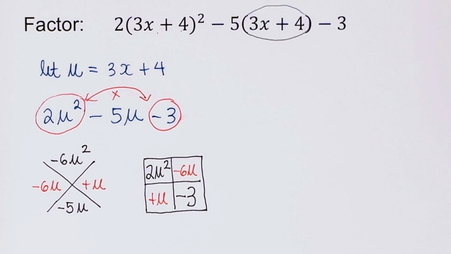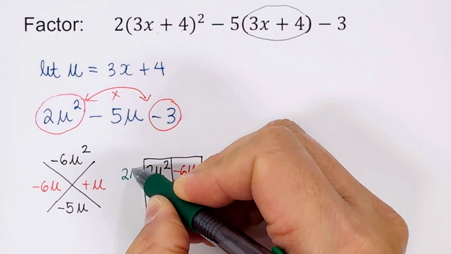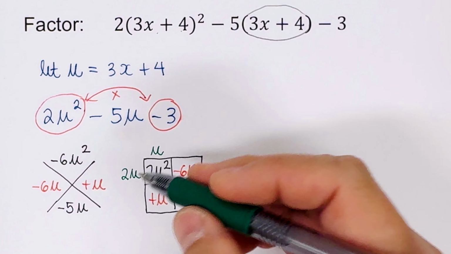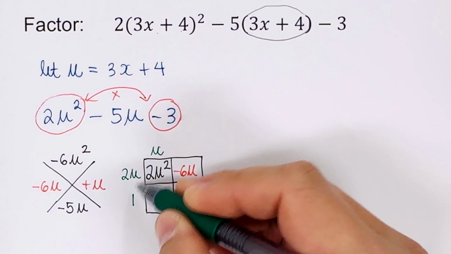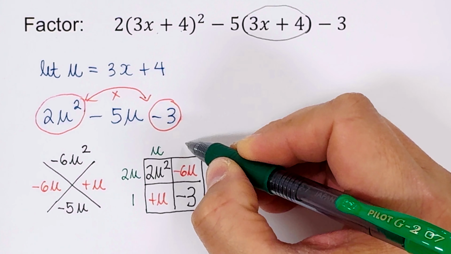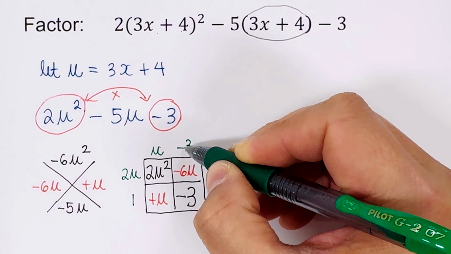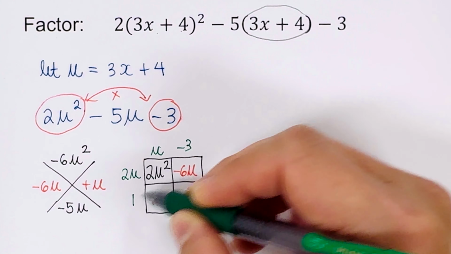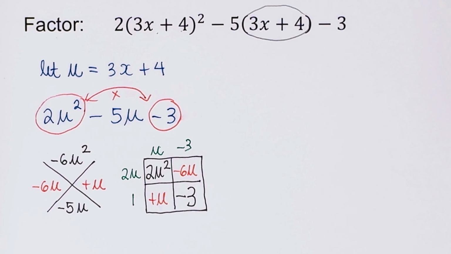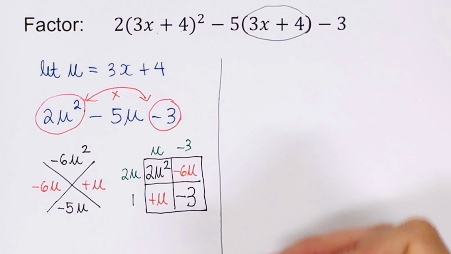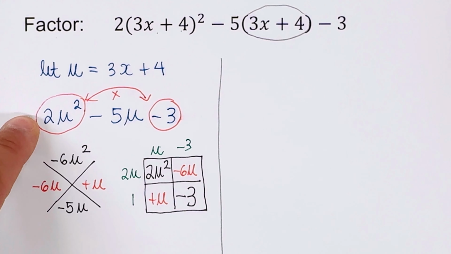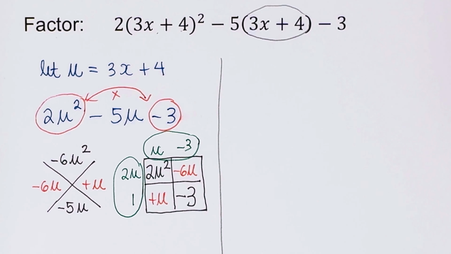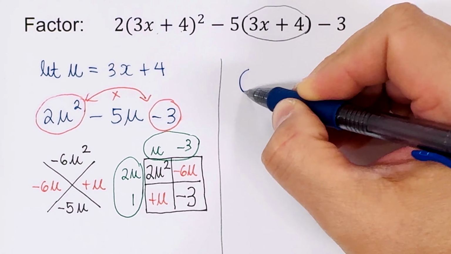So I figure out the factors. I can go ahead and say 2u and u will give me 2u squared. So then this means that this is a 1. u times 1 is u. And this is a negative 3. So negative 3 times 2u is negative 6u. Negative 3 times 1 is a negative 3. So that tells us that the factors for this given expression up here would be these two here. So I'm going to go ahead and rewrite the factors up here.